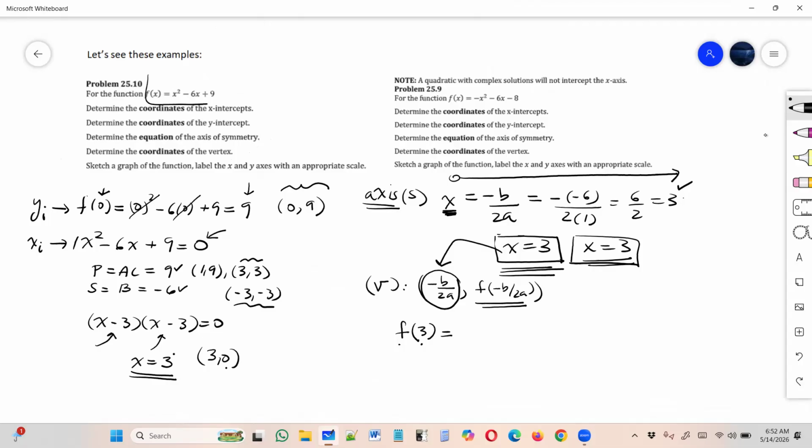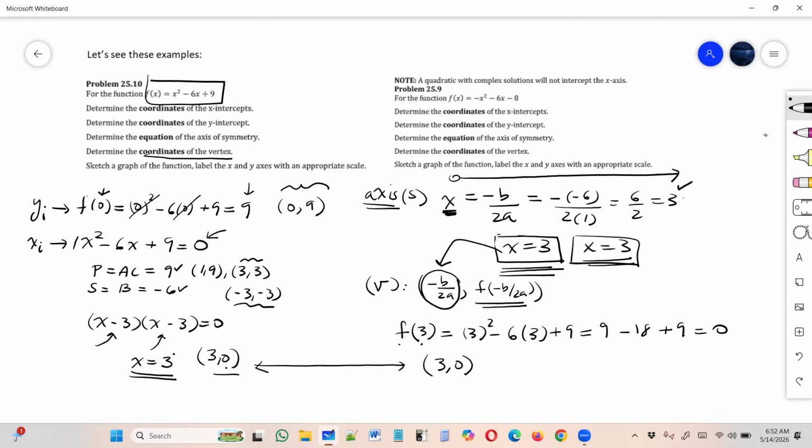Okay. So here's the function again. So I have to replace x with 3. So 3 squared, minus 6 times 3 plus 9. So 3 squared is 9 minus 18 plus 9. So this is 0. So the coordinate, notice again, coordinate of the vertex, right? So it's 3 comma 0. Now in this case, it just so happened that it's the same, but it's not usually the case.